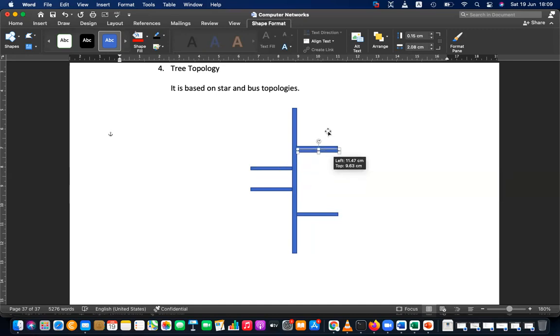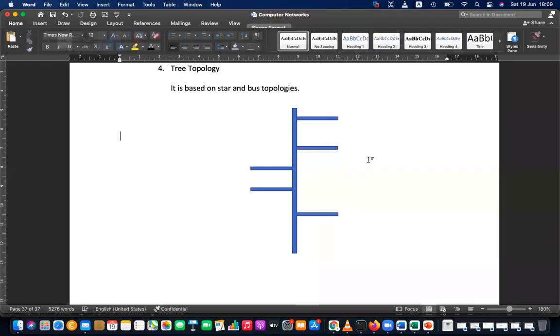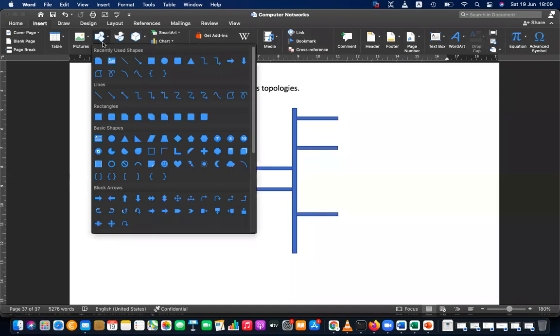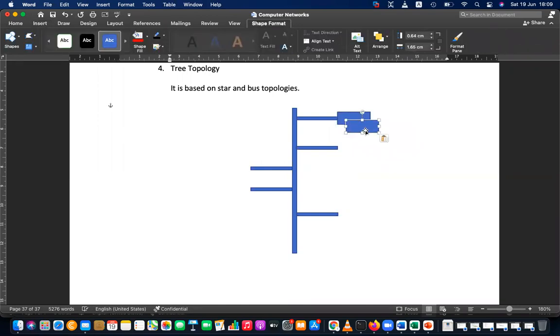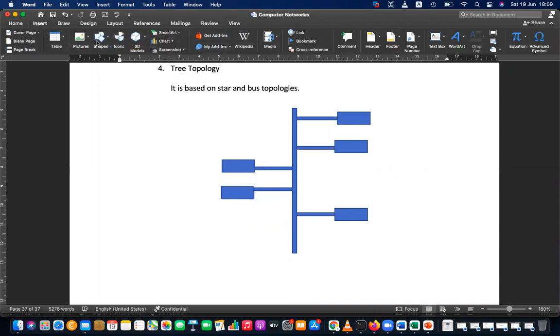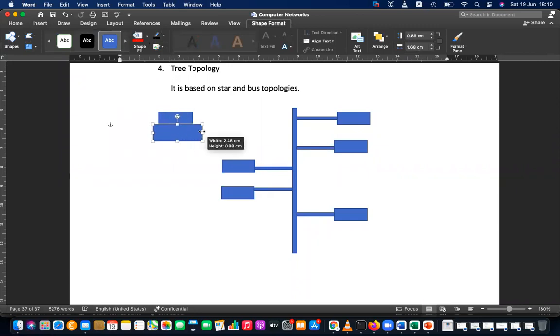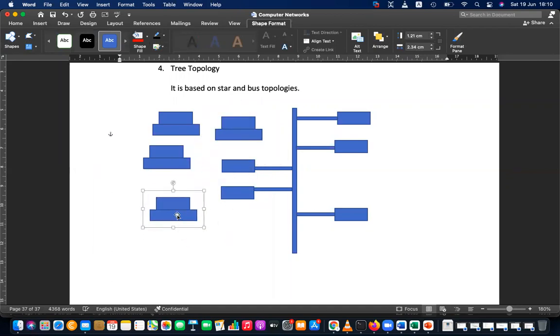Other than that, to these T connectors, switches or hubs or concentrators, which we discussed last day, are connected. Here these are the switches. To these switches or hubs, we can connect more computers using star topology. Let me draw the computers also. Let's say you have your computers like this. You can connect these computers to the switches, creating a tree topology.